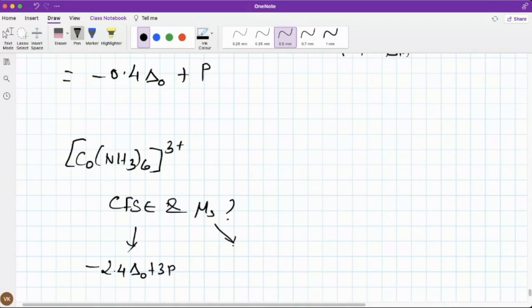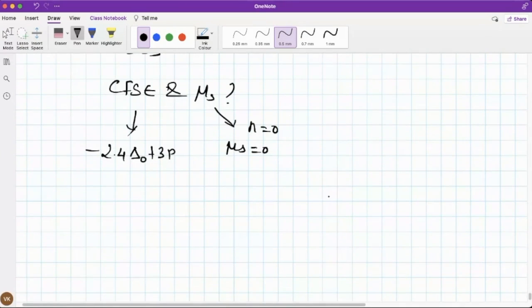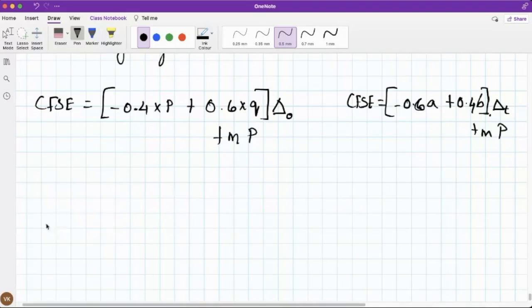What about mu, the spin magnetic moment? It will be 0. There n is equal to 0, so mu s is equal to 0. So it is diamagnetic.